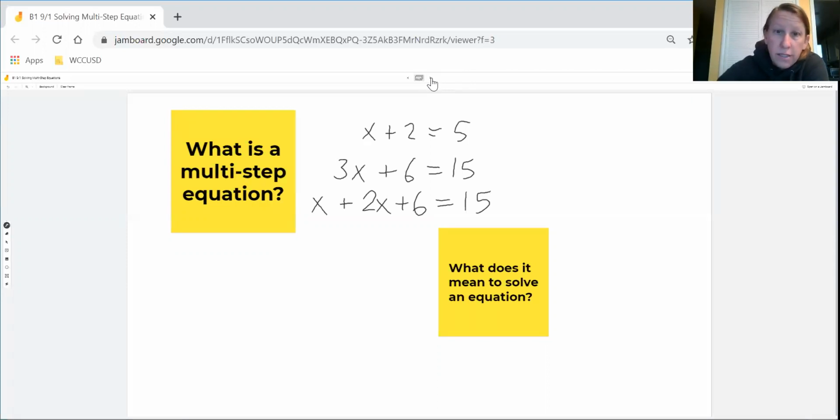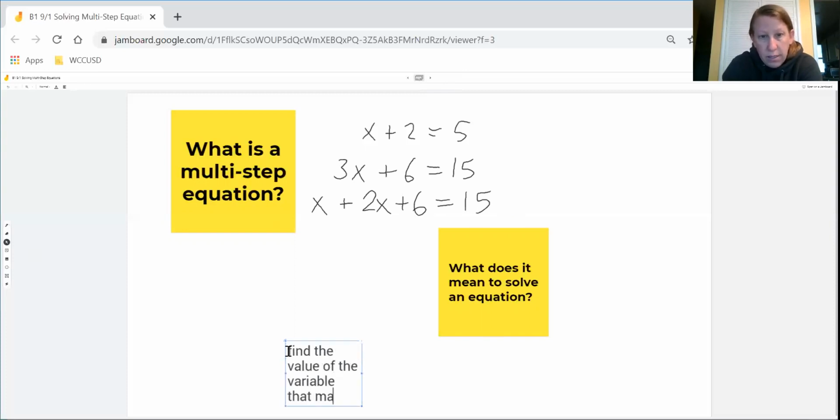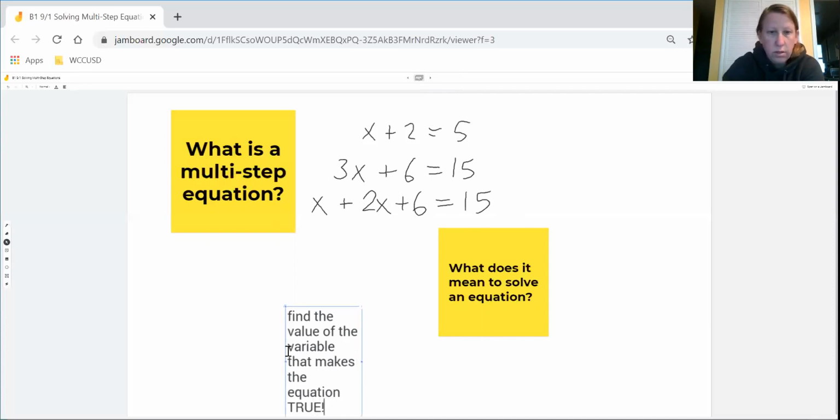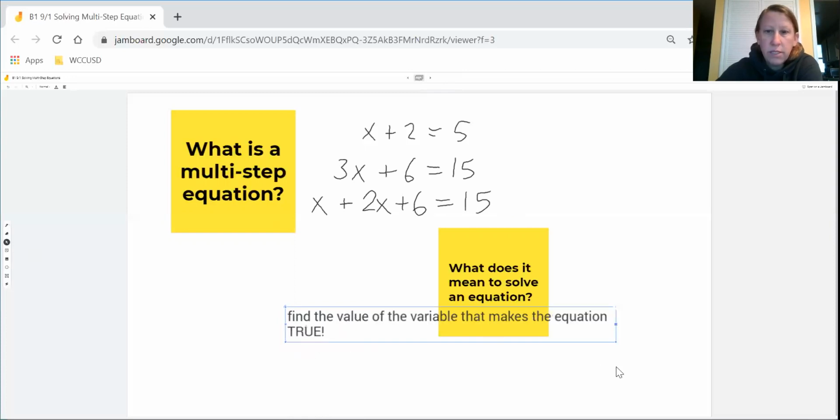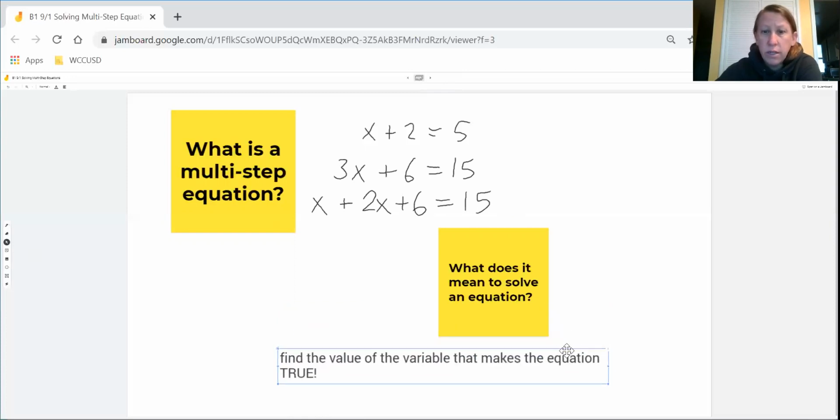Now, all of these equations are actually equivalent. They all have the same exact answer for x. So what does it mean to solve an equation? This is the first thing I'm going to ask you on the quiz. To solve an equation is to find the value of the variable that makes the equation true. What does it mean to solve? It means to find the value of the variable that makes the equation true.